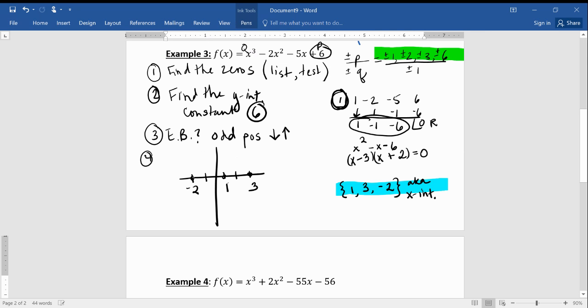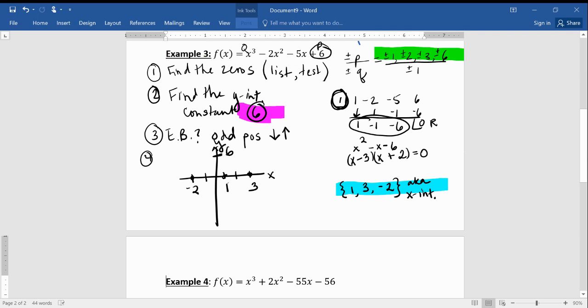Mine's not drawn to scale for sure. The y-intercept is positive 6, which would be up here somewhere. I'm definitely not drawn to scale, so I'm just going to sketch that. And then the end behavior. So we did the x-intercepts first, then we did the y-intercept, which was 6, right?